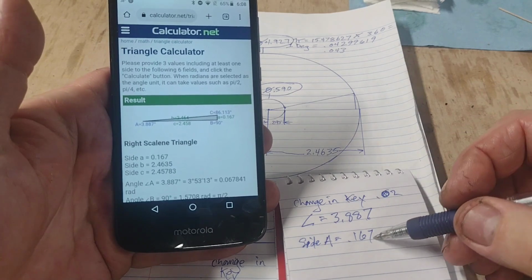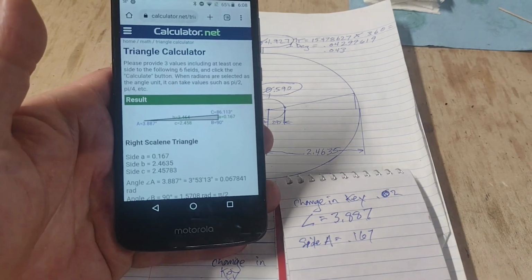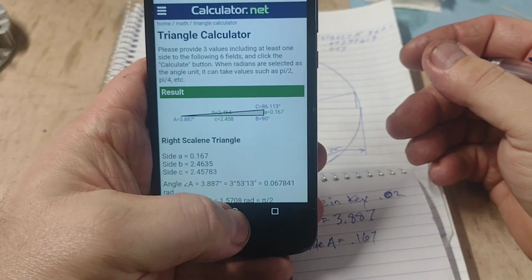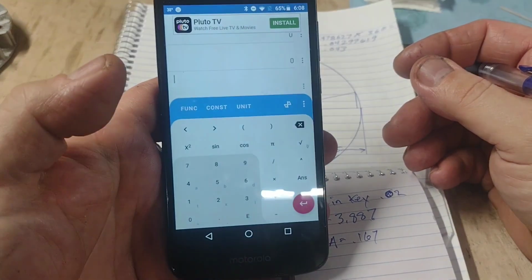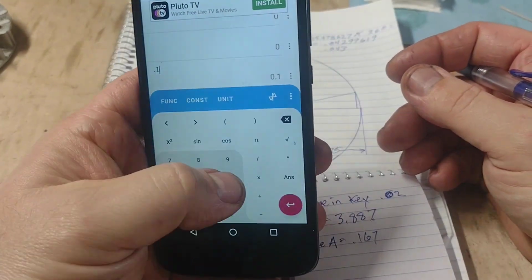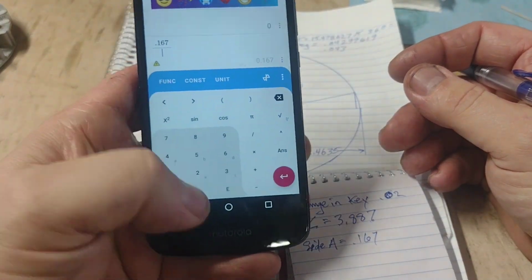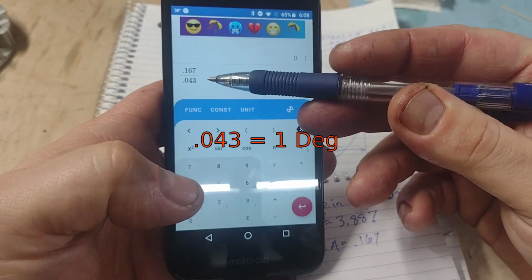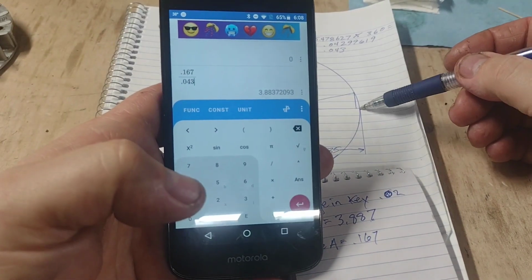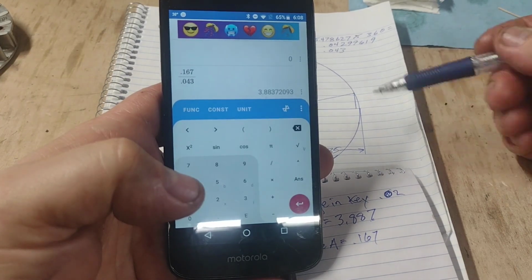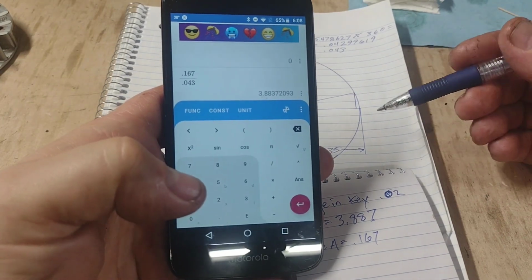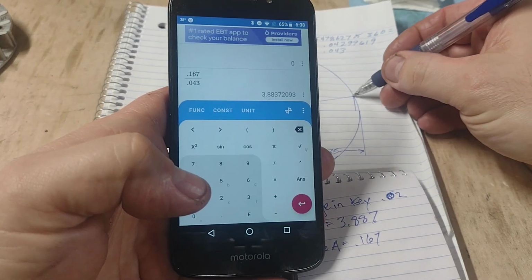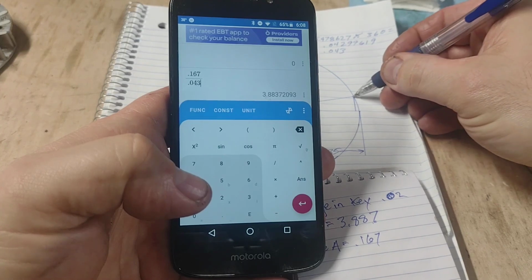So now we'll take that 0.167. We'll pull up a calculator. 0.167 divided by 0.043 is how many, what's the distance in degrees? How many degrees did it move? Now, this is not exact because it's an arc.